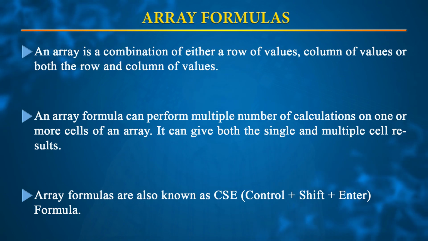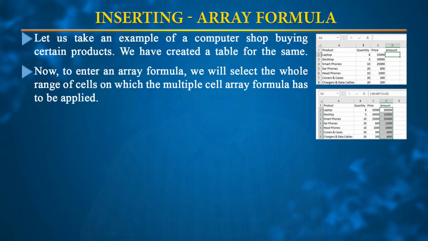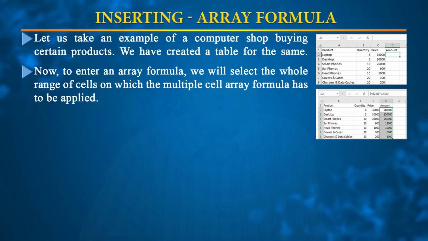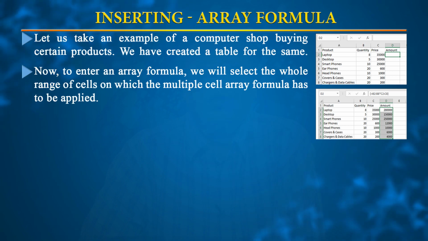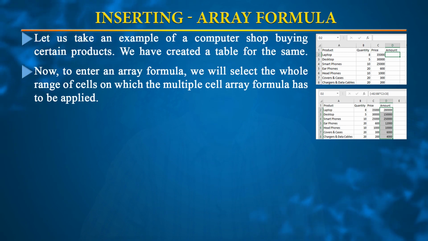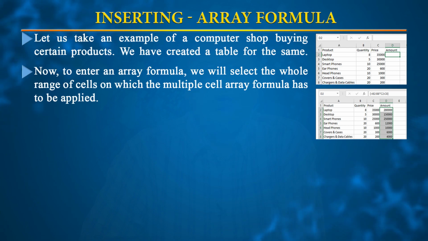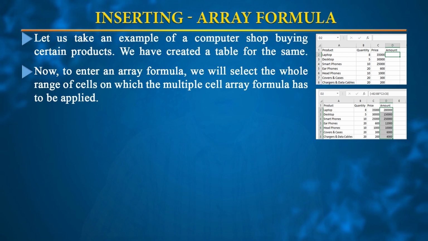To understand this, say we have an Excel sheet which reflects the quantity and price of different software or computer components or accessories, may it be laptop, desktop, smartphones or earphones, and different components which are used as mobile gadgets, and they have different prices and quantities. Now you want to calculate the amount, that means you want to multiply the quantity and the price altogether.